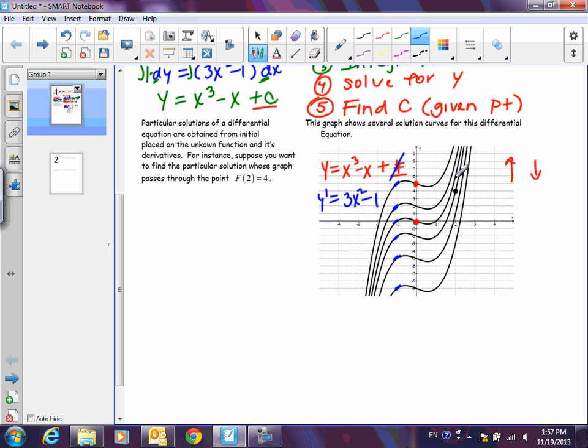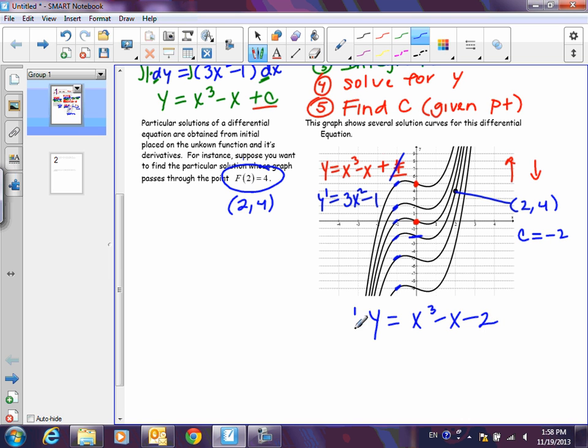All right, so again, back to our question: how do we find c? Now, I really help you out here. I tell you, first of all, we have to have this point. We have to have the point 2, 4. So really, if you're given this graph, all you've got to do is find the one that has the point 2, 4, which is actually bolded, so it's really easy to find. Follow that line, and the c value is -2. So my particular solution is going to be y equals x cubed minus x minus 2. Okay? What we had before was the general solution. This is what we're going to call the particular solution.